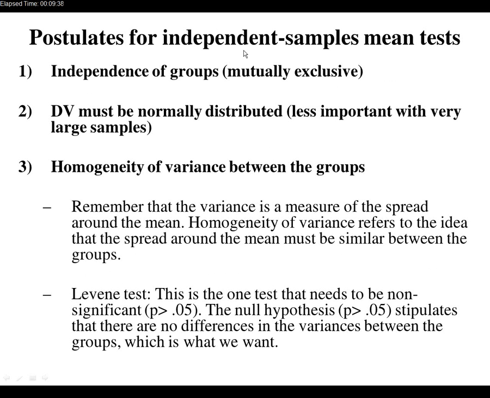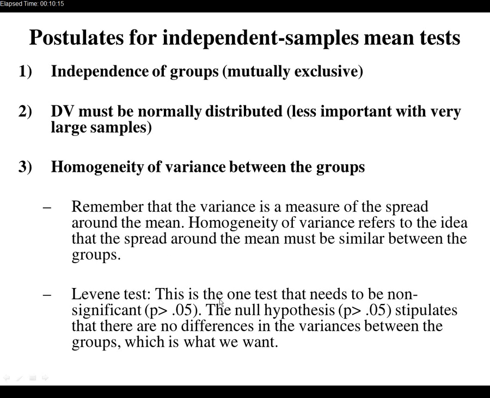Postulates for the independent sample means test. Okay, one is that independence of groups is important. They have to be mutually exclusive. The dependent variable has to be normally distributed, okay, and it's less important with really large samples. And the homogeneity of variance between the groups is important. Remember that the variance is a measure of the spread around the mean. So homogeneity of variance refers to the idea that the spread around the mean has to be similar between the groups. And remember, this is important.